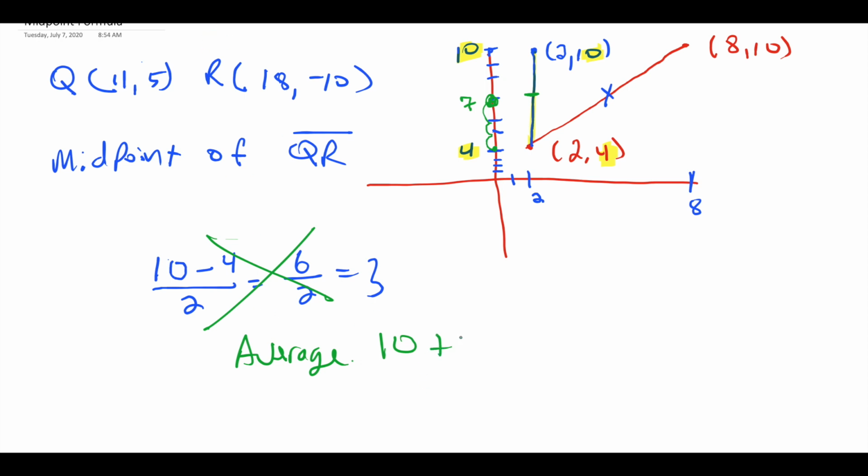So 10 plus 4 divided by 2. All right, so 14 divided by 2. And what did we get? 7. Bam. See that? Boom. All right, so that means that this coordinate, whatever it may be, has a y value of 7. Okay?